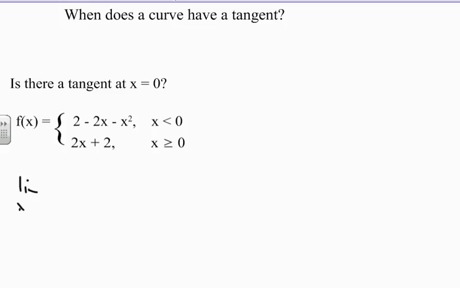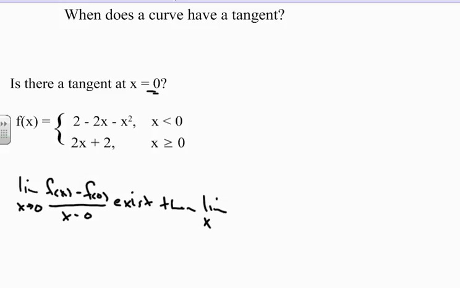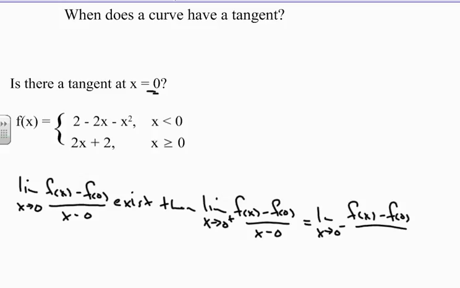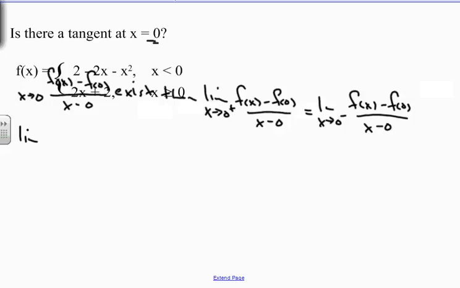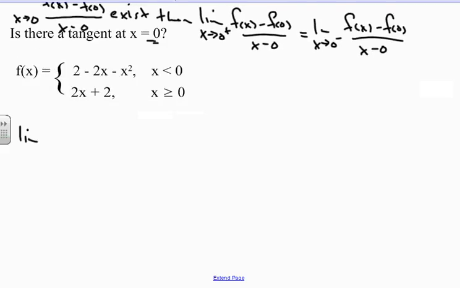If we take the limit as x approaches, in this case, 0, so our c value, of the function f of x minus f of 0 over x minus 0, if that exists, then this has to be true. Then the limit, because this is the slope, remember the slope formula, as x approaches 0 to the right of f of x minus f of 0 over x minus 0 has to equal the limit as x approaches 0 to the left of f of x minus f of 0 over x minus 0. So to determine if that is accurate, I'm going to put this up here, and we're going to go through this process to determine if this is true.